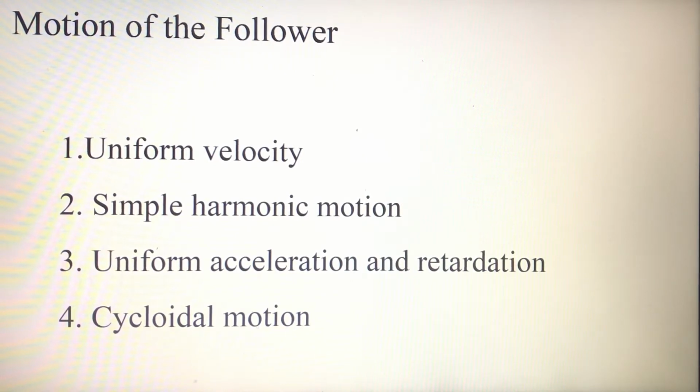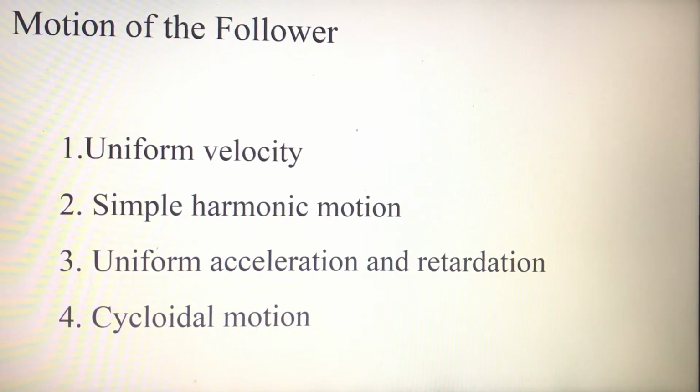In the previous session, we discussed the nomenclature of cams. In this session, we'll discuss displacement, velocity and acceleration diagrams when the follower has uniform velocity, or simple harmonic motion, or uniform acceleration and retardation, and also cycloidal motion. The first one is uniform velocity. That means when the follower motion is of uniform velocity, what happens to the displacement as well as acceleration?